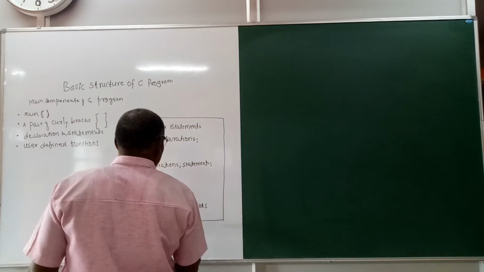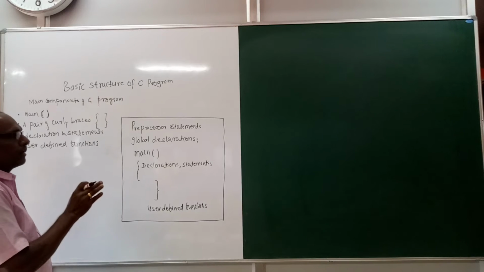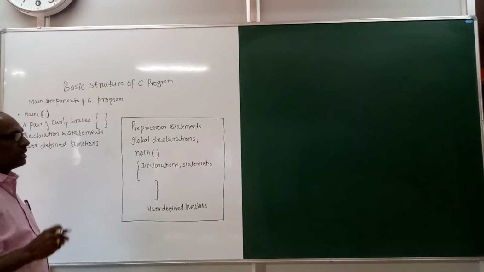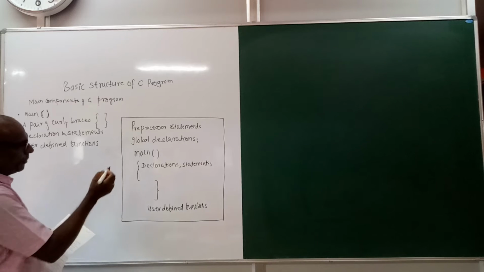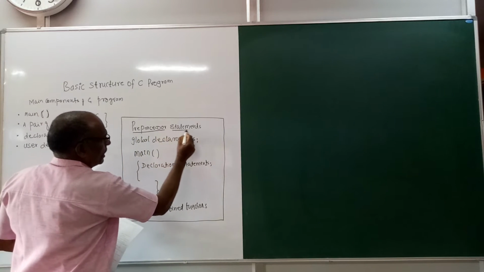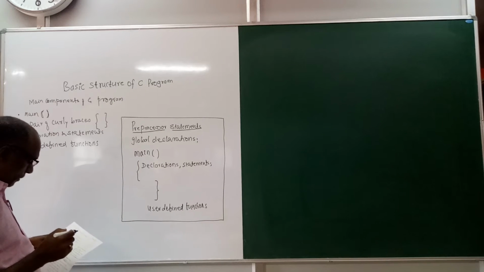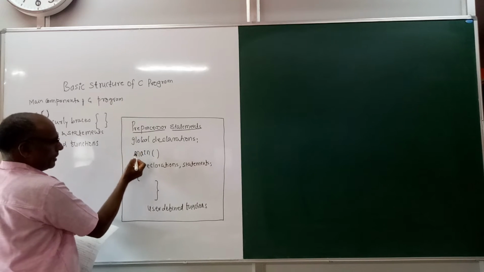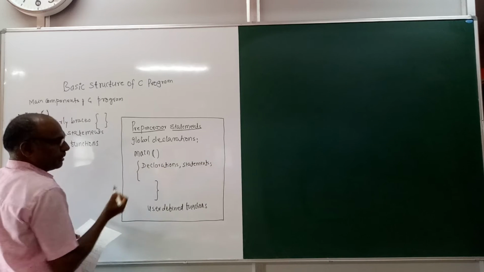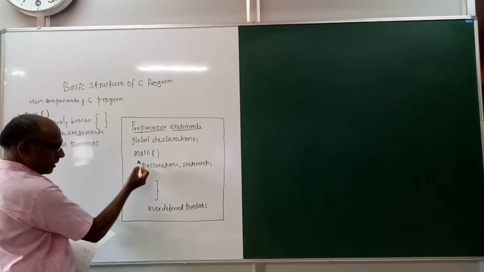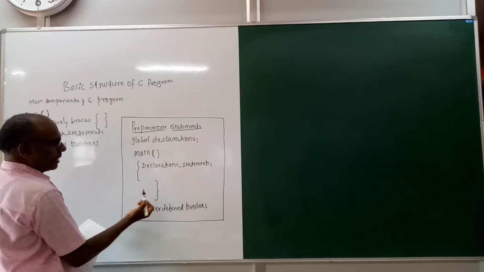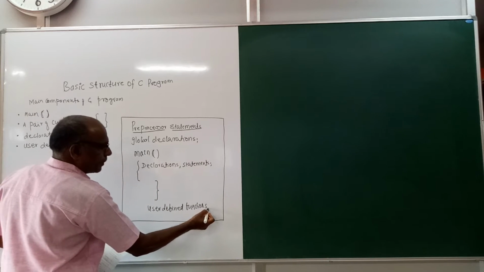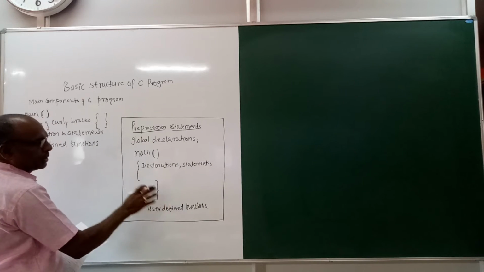So the basic structure of the C programming language is given in this figure. I have drawn a simple figure with details here. This is called preprocessor statements, and then we have global declarations. Second, main with left and right parenthesis without writing anything. The curly braces, this is left and this is right. Declarations, statements and the user defined functions. This is the basic structure.